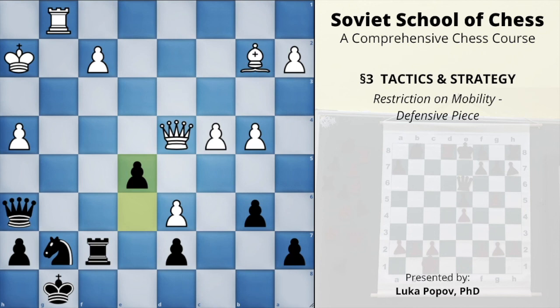Okay, and this concludes today's lesson. We talked about restriction of mobility by a piece being a defensive piece. So try to avoid having pieces which are purely defensive, which permanently perform a defensive role, and also try to spot when your opponent has a piece which has a defensive role, because this is the source of many tactical combinations and winning variations.